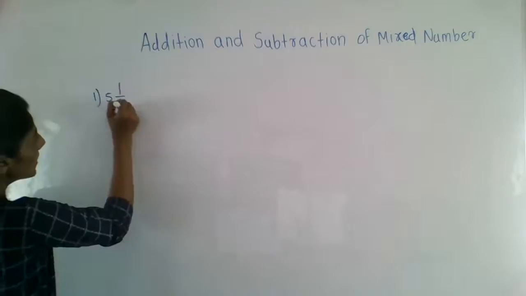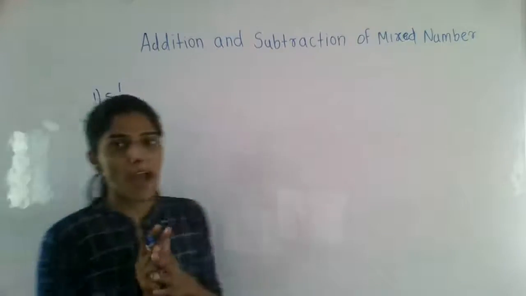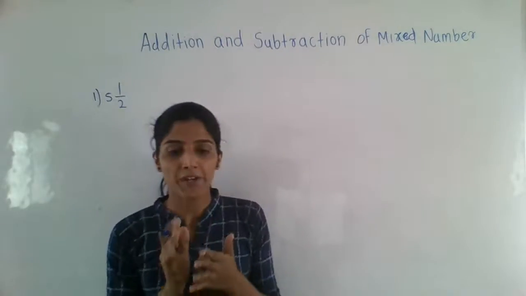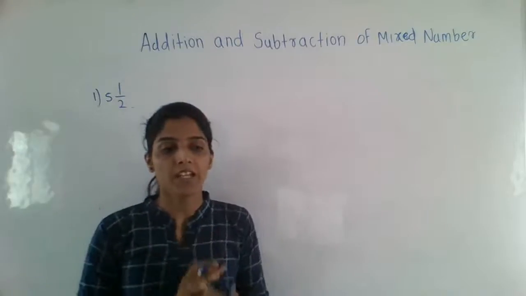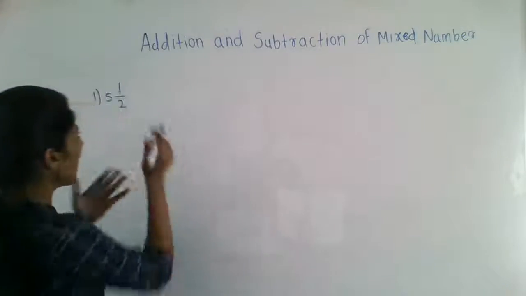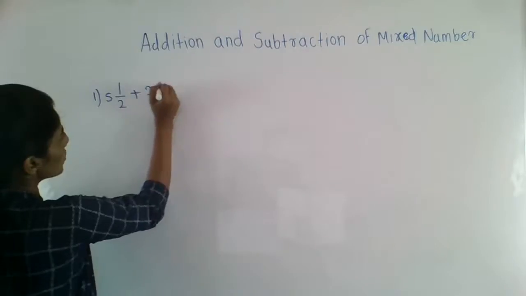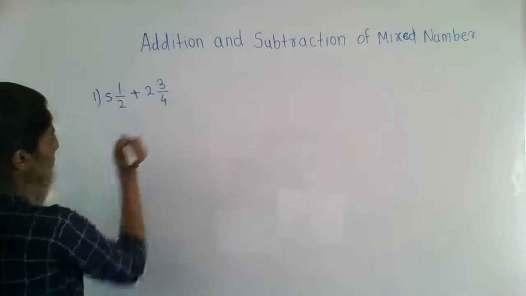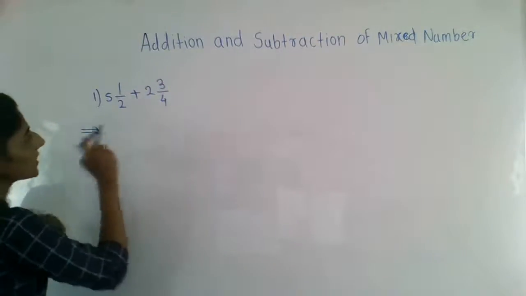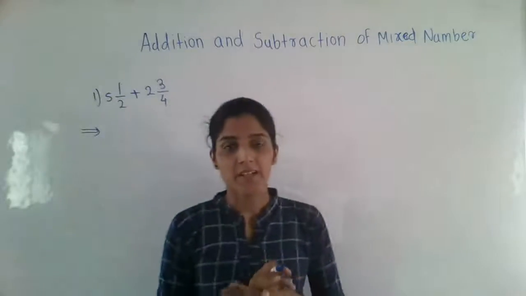5 and 1 by 2. Here we have to add two numbers. Therefore 5 and 1 by 2, and we take one more number to add, that is 2 and 3 by 4. You can see here we have to add these two mixed numbers.